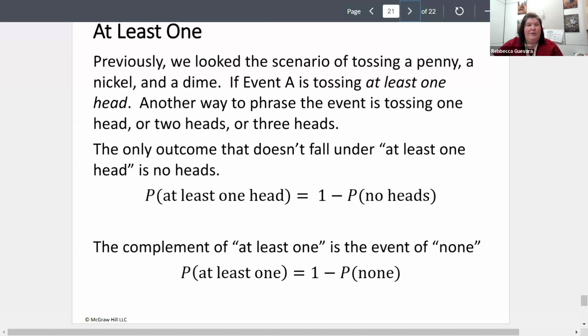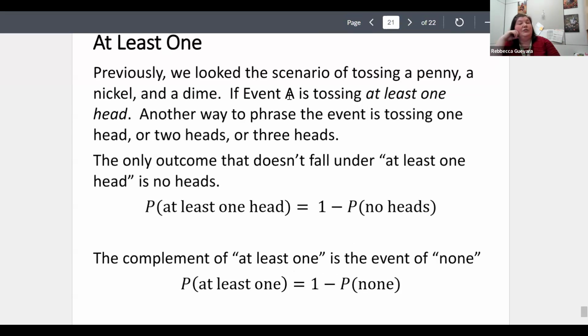So this is something that you may end up seeing again. We have at least one event. Previously we looked at a scenario of tossing a penny and a dime and a nickel. Event A is tossing at least one head. That's the event we're looking at. Another way to phrase this event is tossing one head, two heads, or three heads.